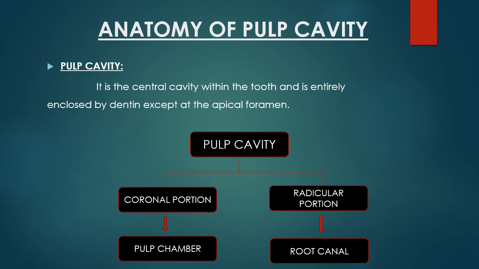Coming to the anatomy of the pulp cavity. First of all, what is a pulp cavity? It is nothing but the central cavity which is present within the tooth and is entirely enclosed by dentin, except at the apical foramina. Very important: only at the apical foramina, the central cavity, which is nothing but the pulp, is not enclosed by dentin, right? Here the pulp cavity has been divided into two portions, the coronal portion and the radicular portion. The coronal portion is called the pulp chamber and the radicular portion is called the root canal.